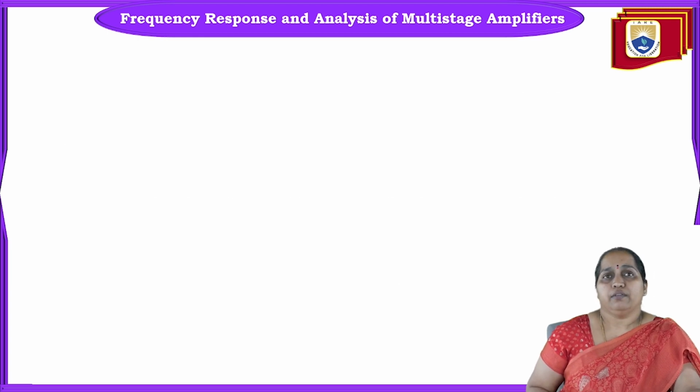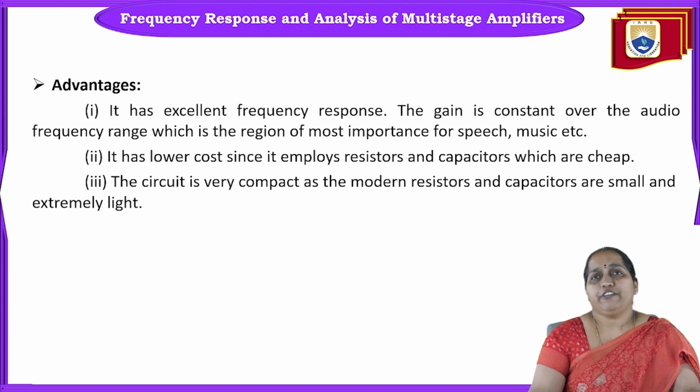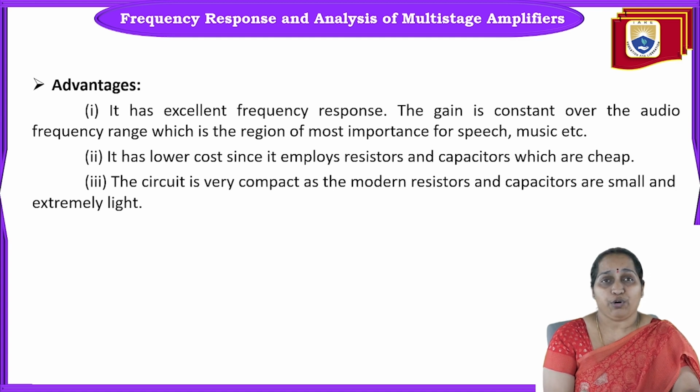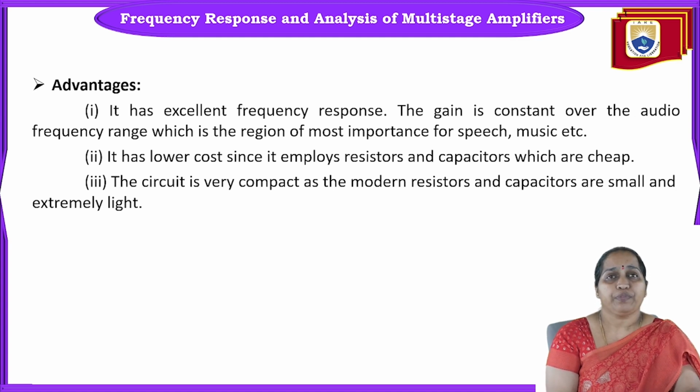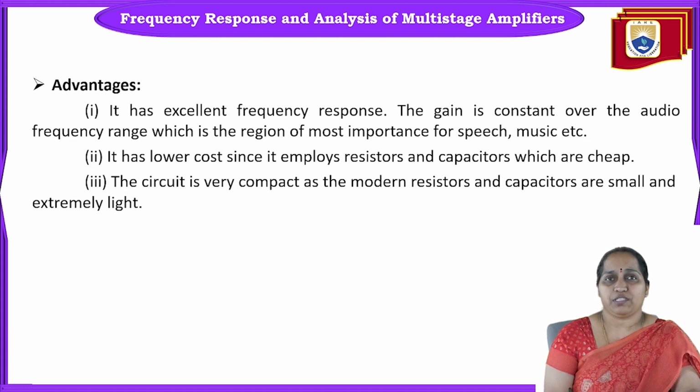Okay. So then we'll see advantages. What are the advantages of the RC coupled amplifier? It has excellent frequency response. You have seen the gain was almost constant over the audio frequency range, that is 50 Hz to 20 kHz, which is a region of most importance for speech and music. So within this region, 50 Hz to 20 kHz, there is a frequency range where we will transmit the speech and music signals.